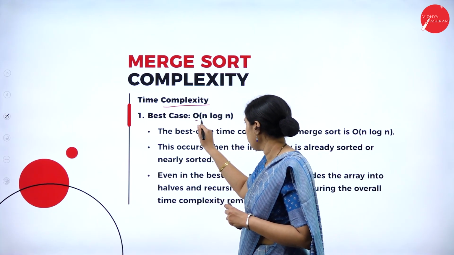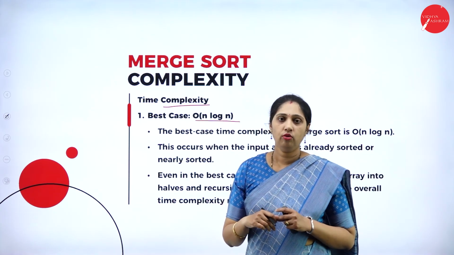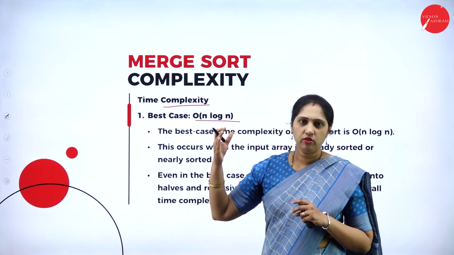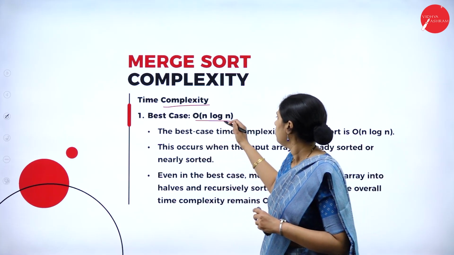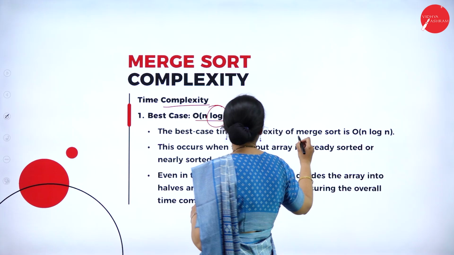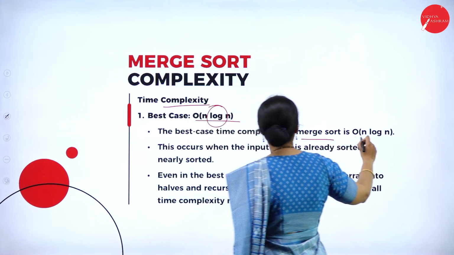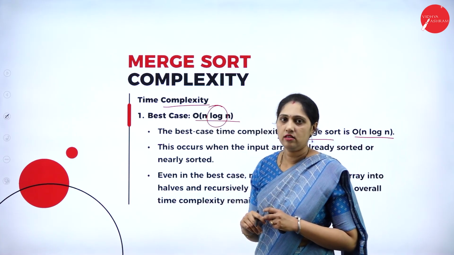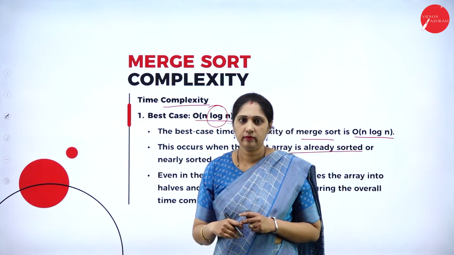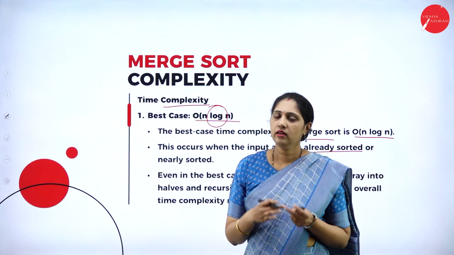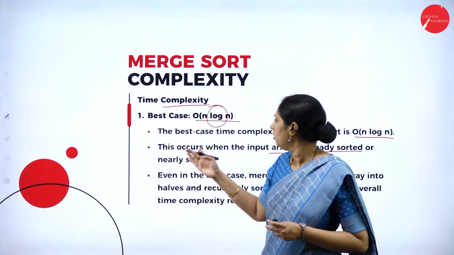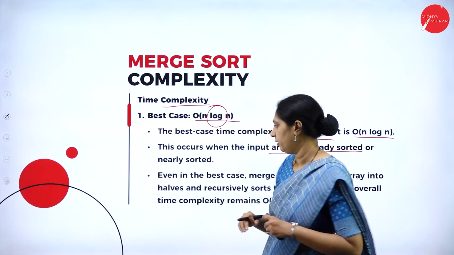In the best case, it is big O of n log n. Why is it n log n? The divide procedure takes some more steps, so we always prefer log. The best time complexity of merge sort is big O of n log n. This occurs when the input array is already sorted or nearly sorted. Even if it is sorted or nearly sorted, we have to follow this procedure, divide and conquer. So we say it is n log n.